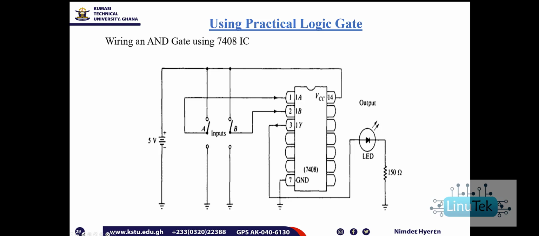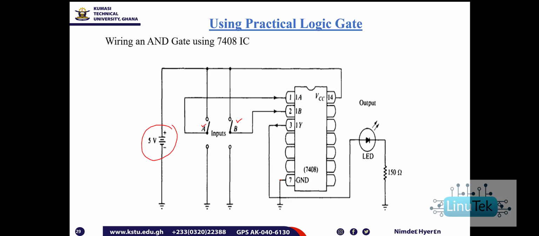So this is an implementation of an AND gate. Here you would see that pin 14 is connected to input A and input B. And similarly, pin 7 is connected to the ground. The negative side of these switches is connected to ground. Then the supply is given to the VCC. And the switches are also connected to the supply.